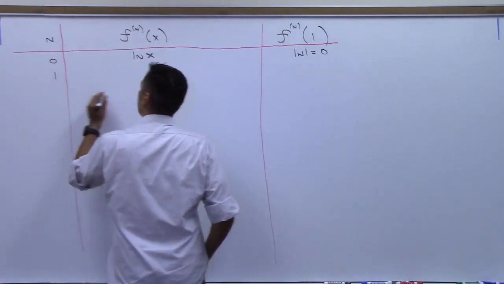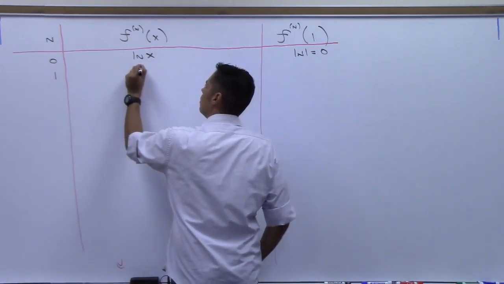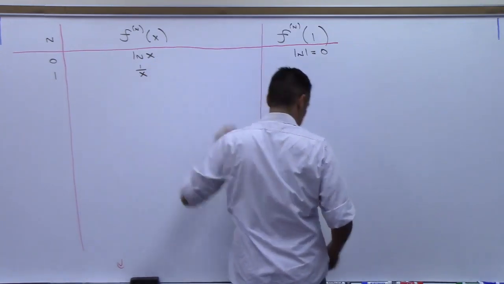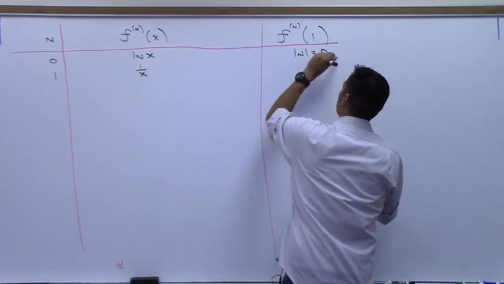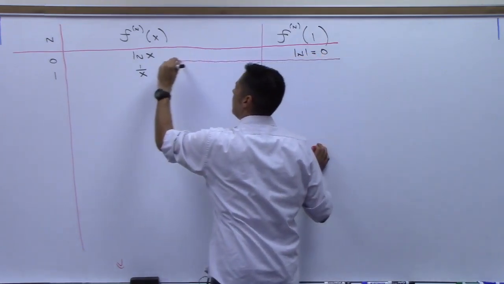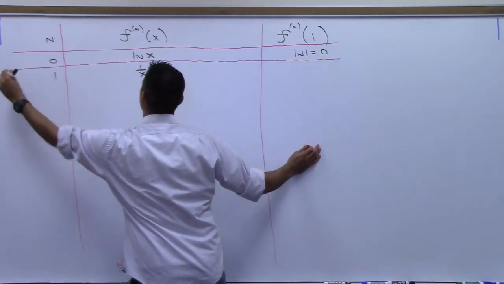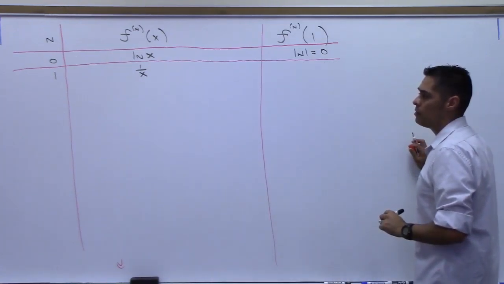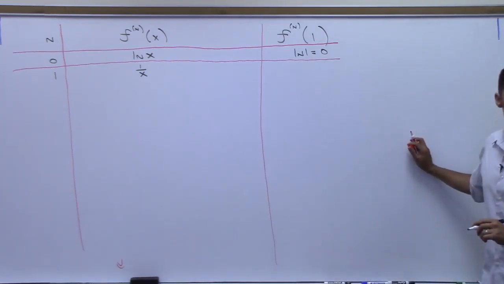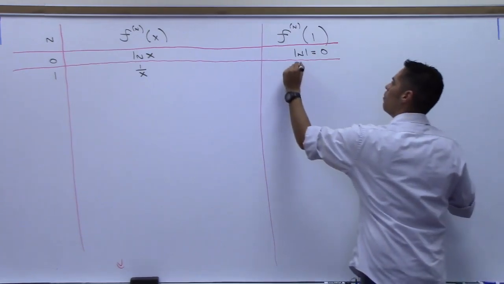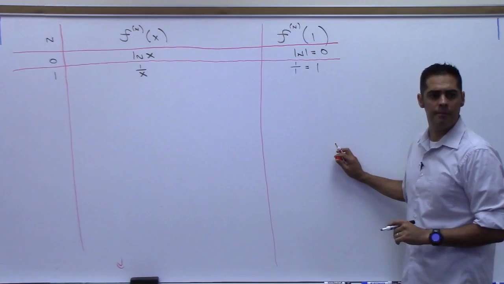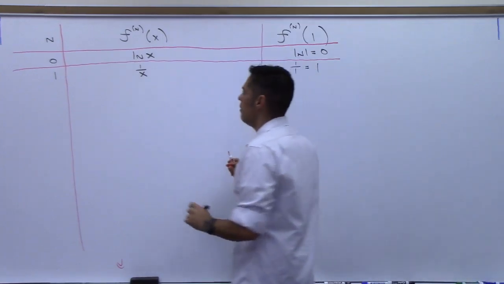What is the first derivative of natural log of x? 1 over x. The derivative of natural log of x is 1 over x. And what happens when you plug in 1 to this? So you get 1 over 1, which is 1. Agreed? All right, let's take the derivative of this.